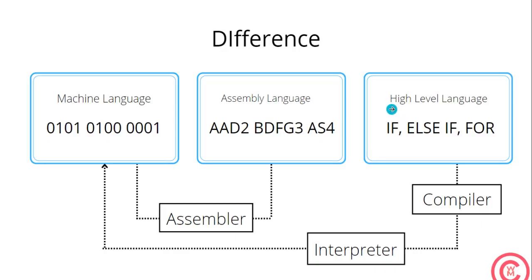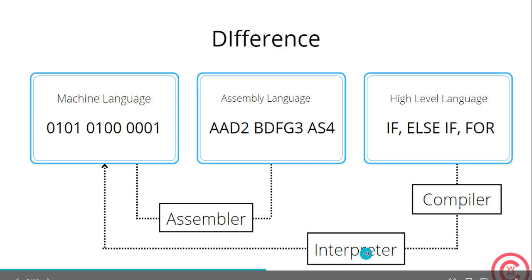Look at the examples, now you can understand better. Machine language is zeros and ones, understood only by the computer, and assembly language is the next upgrade. It is also not understood by humans. But look at the high level language, it is readable by humans but not by the computer processor. So for that purpose we need to do compilation or interpretation.